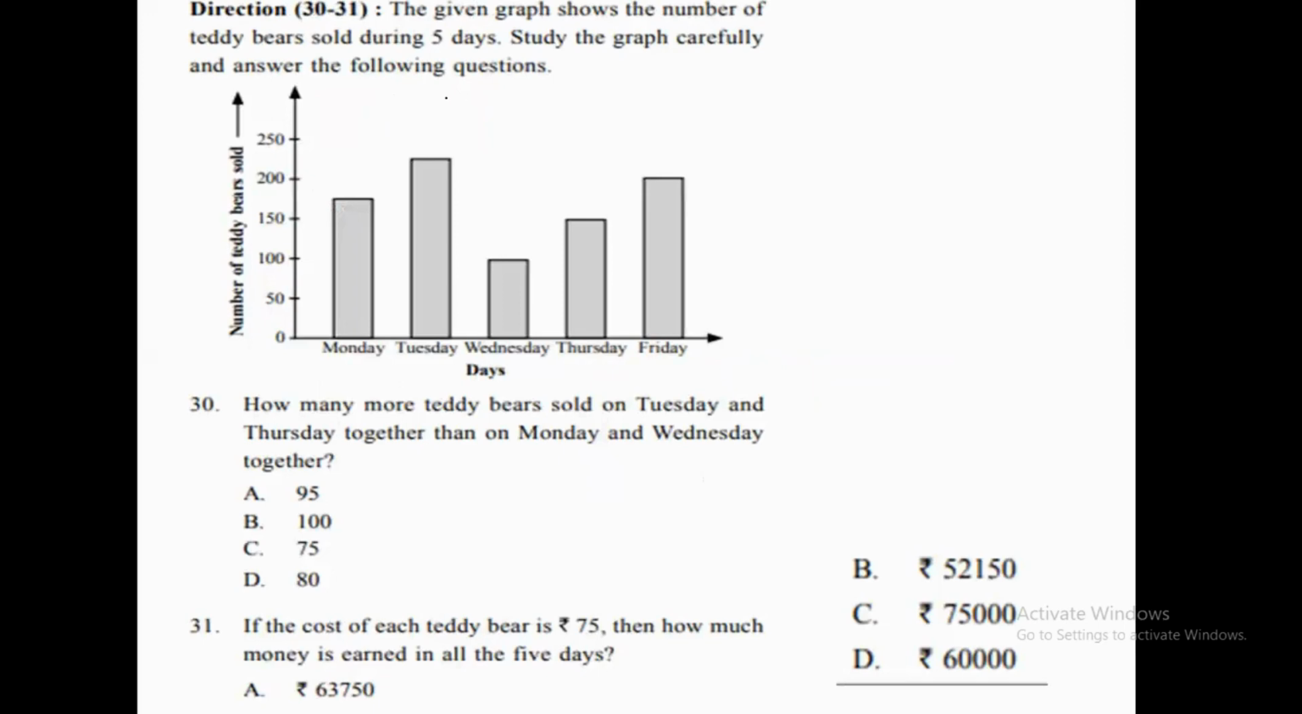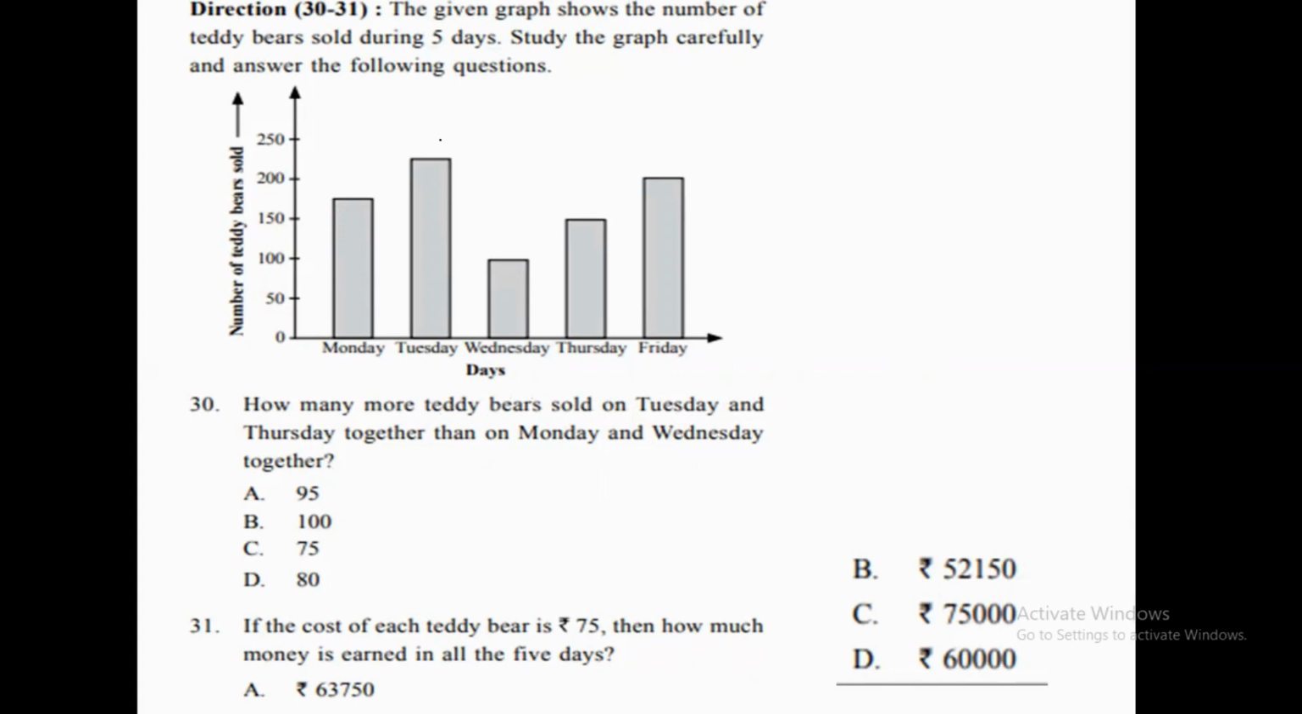Okay, let's move to the next question. The given figure shows the number of teddy bears sold during 5 days. Now study the graph carefully and answer the following questions. In the first one, it is asked how many more teddy bears were sold on Tuesday and Thursday together than on Monday and Wednesday together. So first we need to find out how many teddy bears were sold on Tuesday and Thursday.